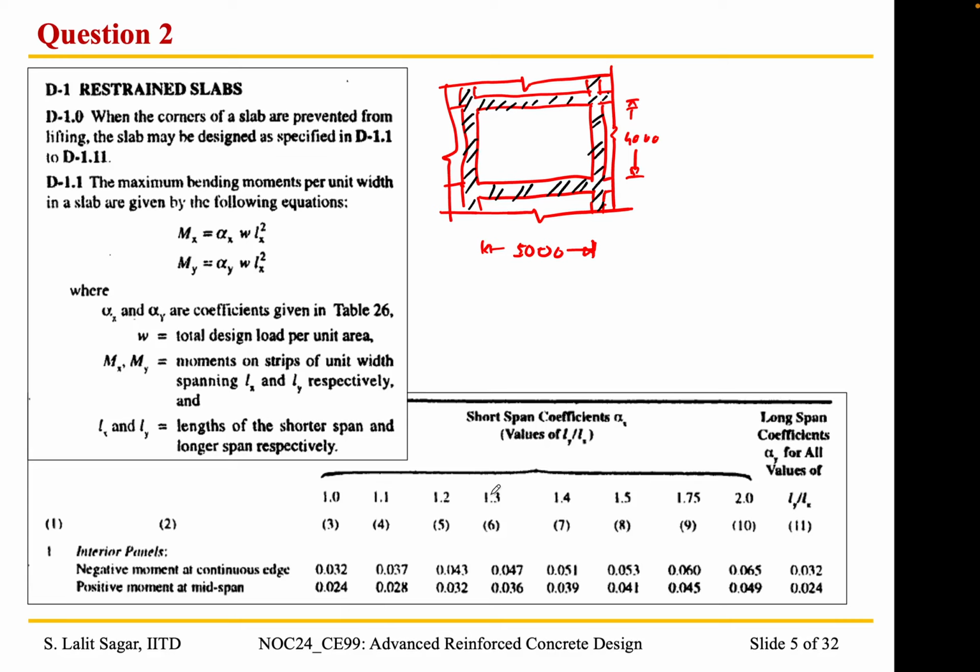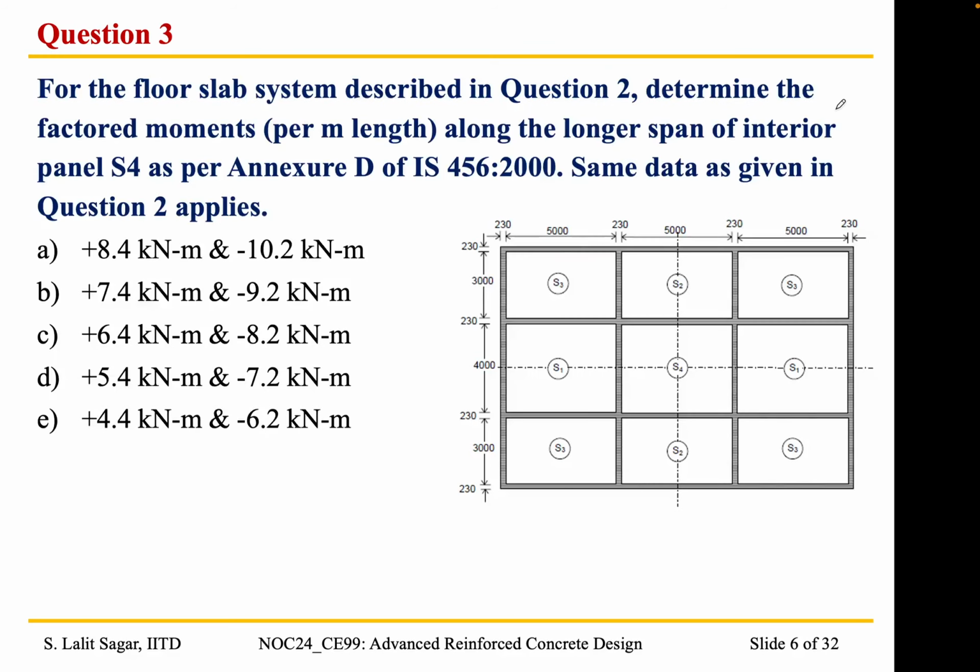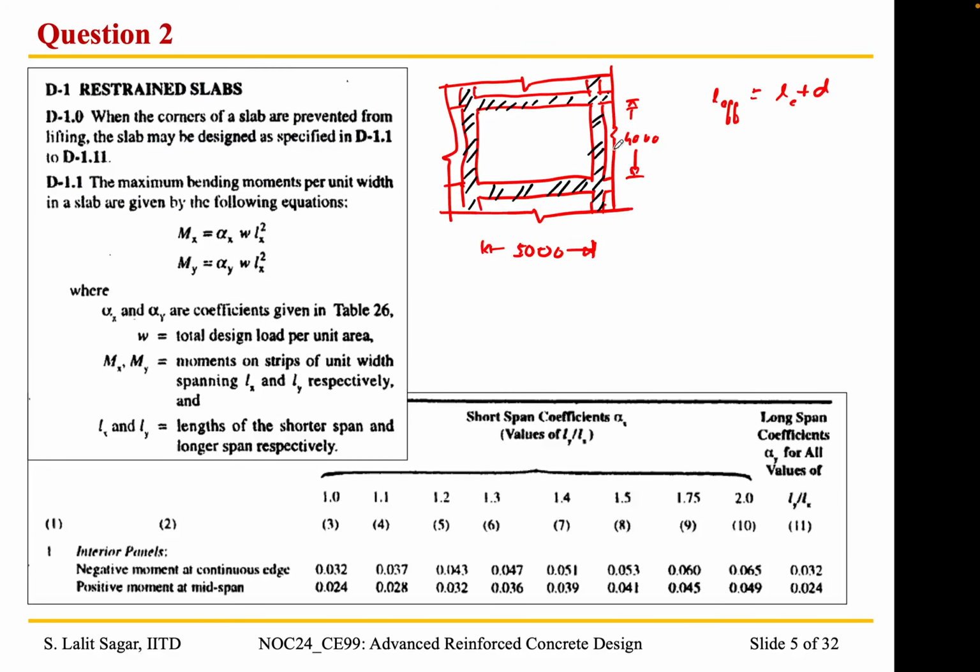Yes, sir. Not exactly, because there is one more clause that the effective span, L effective, is equal to L clear plus d, the effective depth of slab. So this and the center to center, whichever is less, you have to take that value. Okay, thank you. Let me start with calculating the loads.